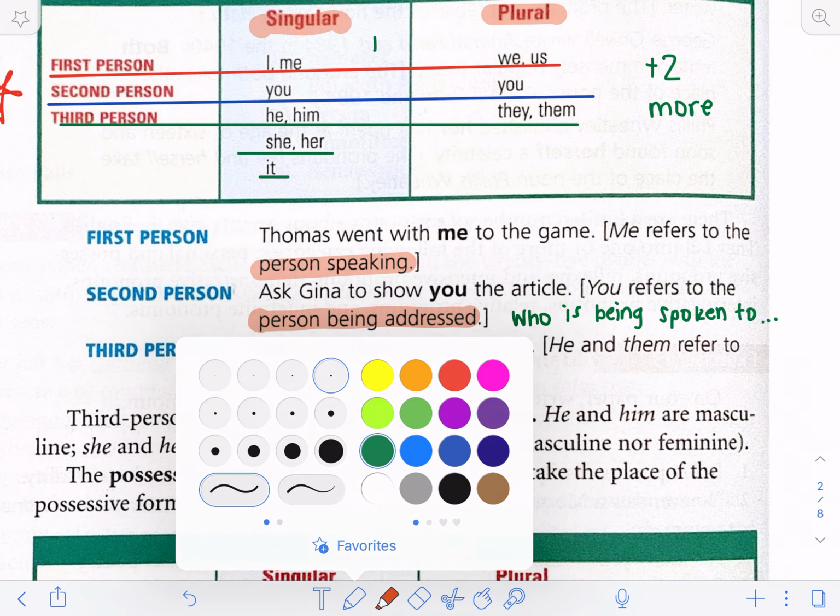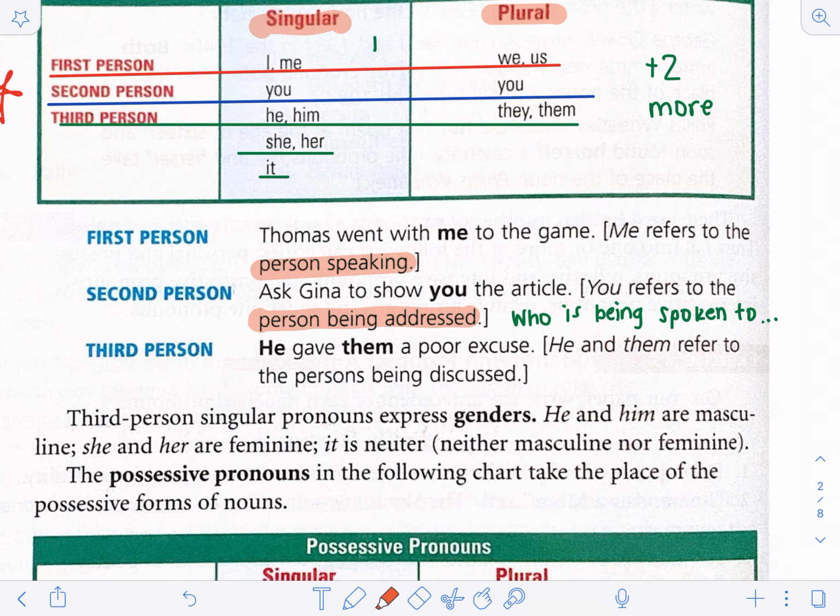The third person example says he gave them a poor excuse. He and them are both people being discussed. Someone else outside of he and them are talking about those two people. Third person singular pronouns do express gender. He and him are masculine and she and her are feminine. Notice that it is neuter, which means neither masculine nor feminine.